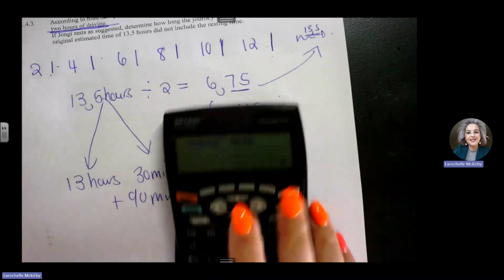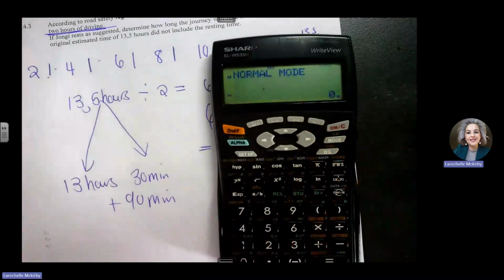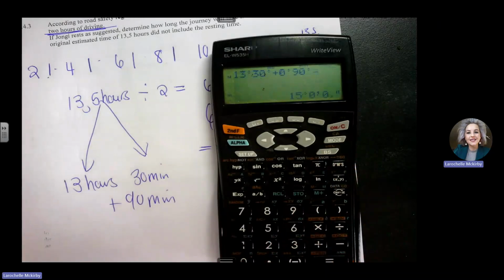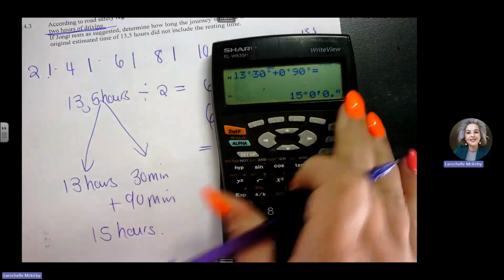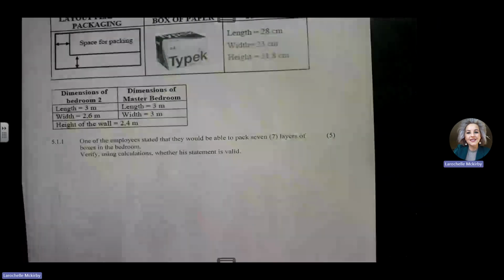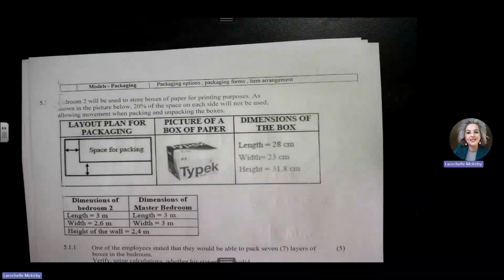Let me just bring it into the light. There we go. 13 hours, 30 minutes, plus 0 hours, 90 minutes. My answer, 15 hours straight. So that will then end up as a 15-hour travel from Gqeberha to Polokwane. Right. Let's switch up to some packaging. Going on to some packaging.